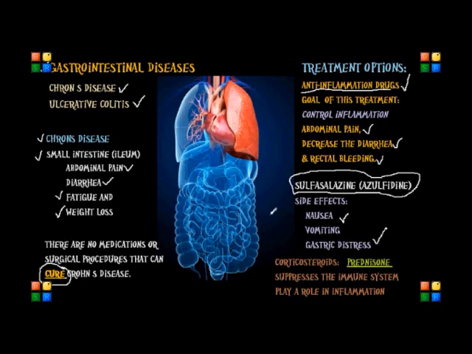Now, corticosteroids such as prednisone can also be given to our patient. And corticosteroids in relation to Crohn's basically suppress the immune system and the immune system response in the body, which in some way plays a role with the inflammation, okay?